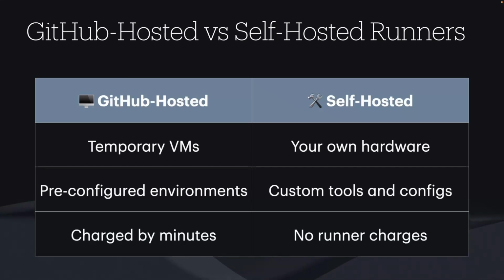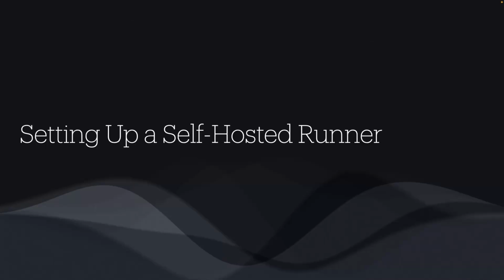That's where self-hosted runners come in. These are your own machines like a Linux server, a macOS workstation, or even a Raspberry Pi that you connect to GitHub to execute workflows. So let's see how you can set up a self-hosted runner.